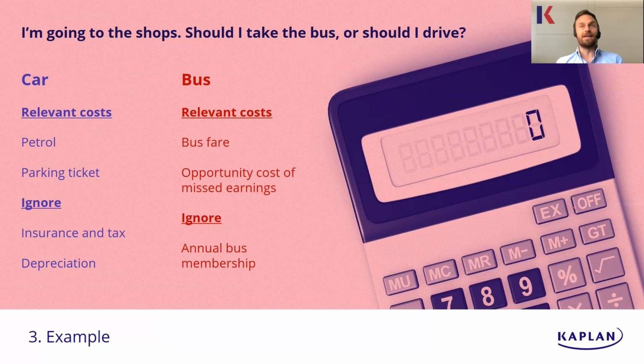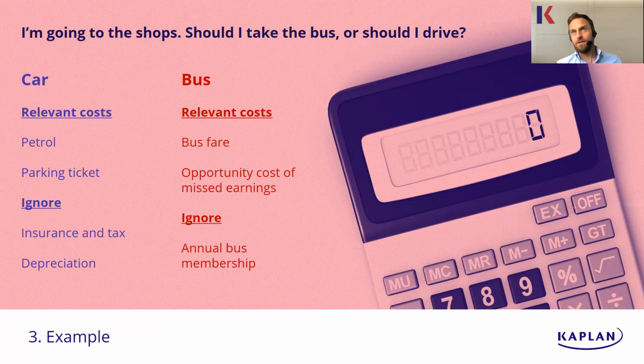I'm not taking any of that stuff into account. I'm purely looking at the costs here. Now, if you decide to drive, you decide to take the car, the relevant cost I'd want to include would be petrol. So we need to factor in the cost of petrol and also potentially the cost of a parking ticket. So there would be the two incremental costs. By making this decision, they're the additional costs that I would have to incur in order to do this.